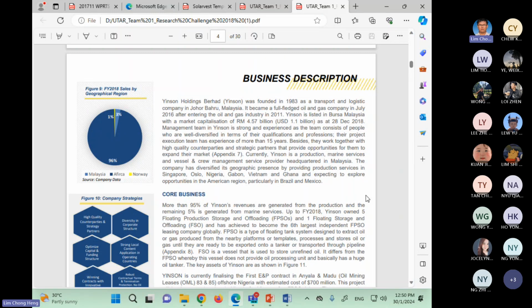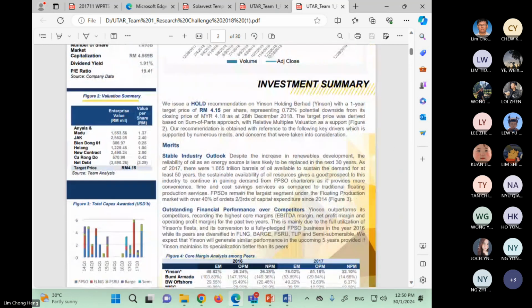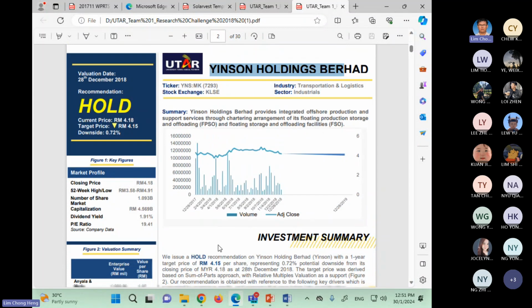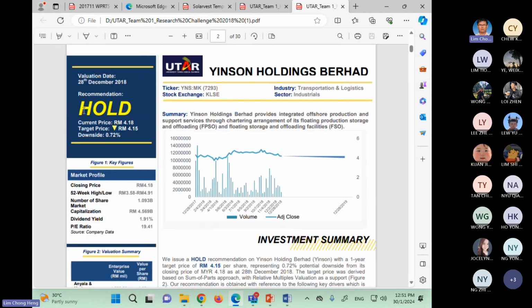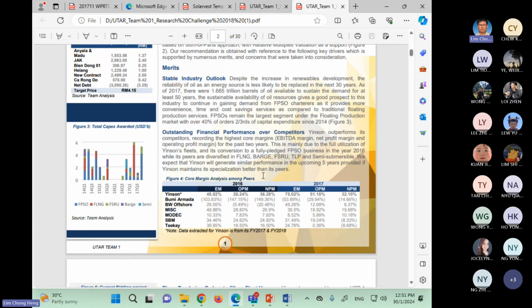So normally the first page is where you summarize your whole assignment and attract me to continue to read. For example, this person says, I should hold this company's share. Hold, and then I will want to know why they say hold.